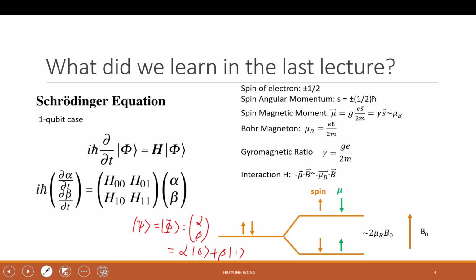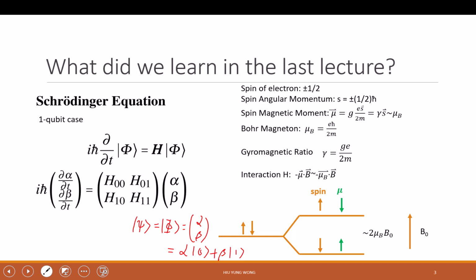How do alpha and beta change? It is given by this equation. The rate of change of alpha, partial t, equals h00 times alpha plus h01 times beta. This is the 2x2 matrix. So we are going to solve the one qubit system by using this equation.